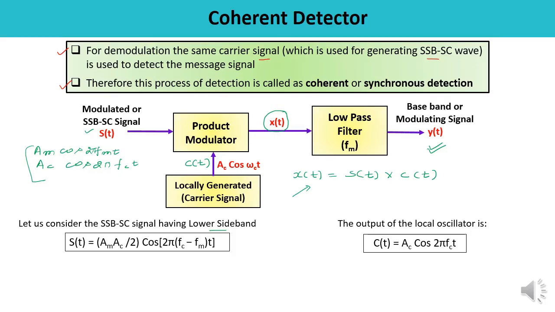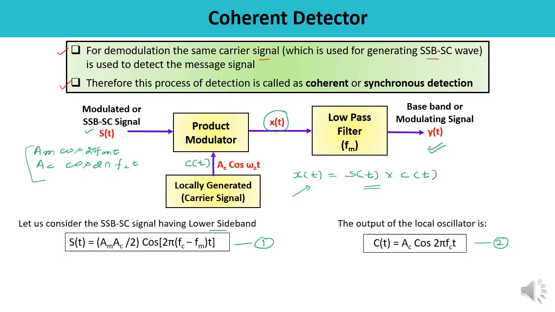So this is how you can write down the equation. At the same time, the same carrier signal is being taken. So the output of the local oscillator, or the carrier signal which is being taken out over here, is AC cos omega CT, and omega C is 2 pi FC.